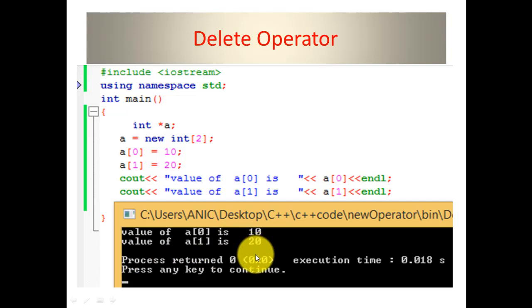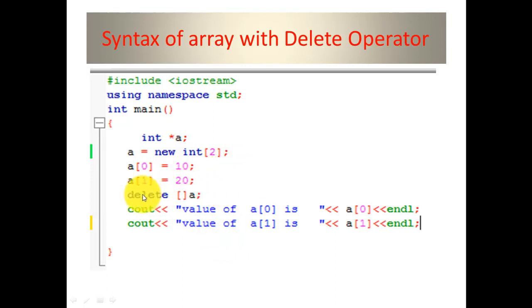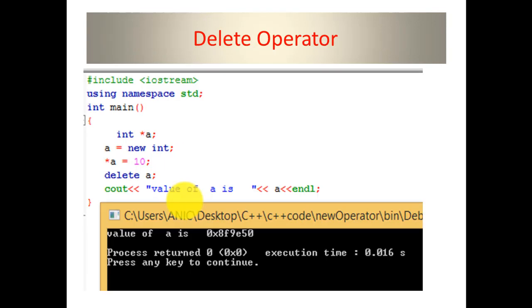So what would be the syntax if we want to delete the array? Here is the syntax: delete, then the brackets, and then the name of the memory location. It will delete the array from the heap. So when we delete the data from the heap, if we recheck, what would be the value in it? Here we created a pointer and reserved the memory on the heap, and here we assign the value 10 in the pointer. But later we delete the memory location. So what would be the value of a?